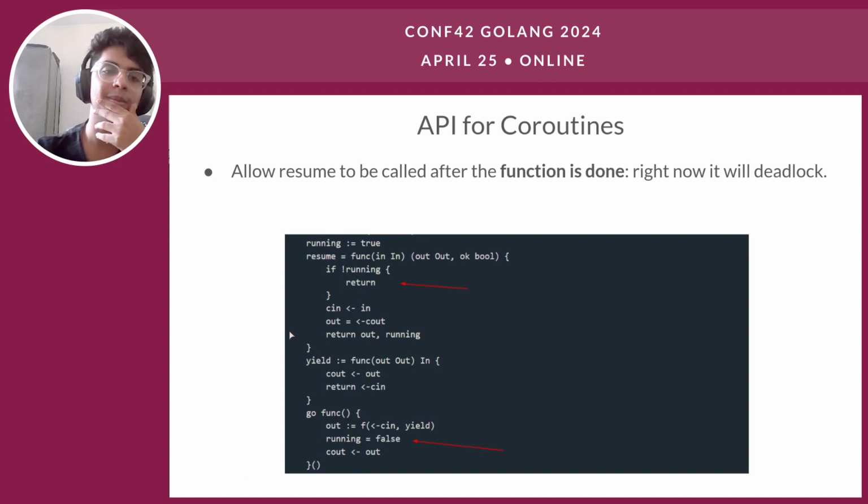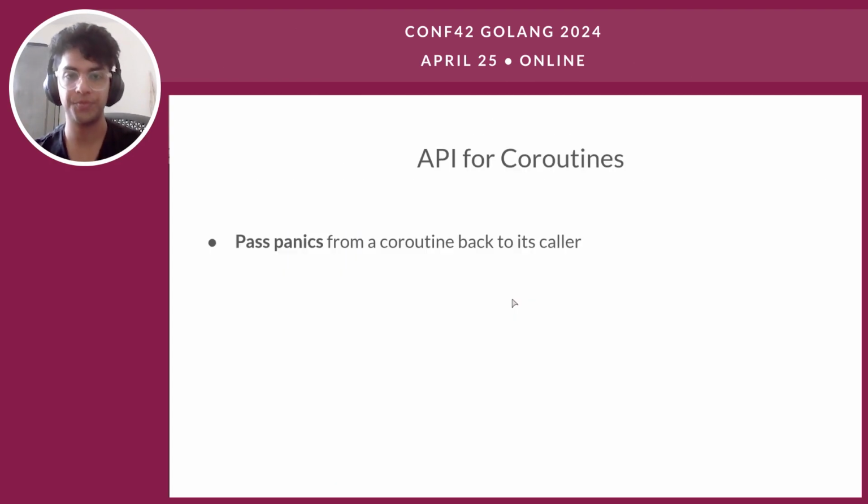So a very simple implementation over here. You have this running variable, and you set it to true. As soon as your Go routine, which is your coroutine in this case, finishes executing this function f, running can be set to false. The next time you want to start this function again, you check: is running set to false? If it is, then just return. If it is not, write into cin, resume that function, and so on and so forth.